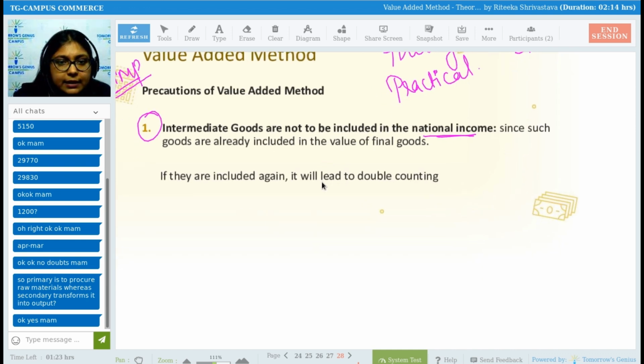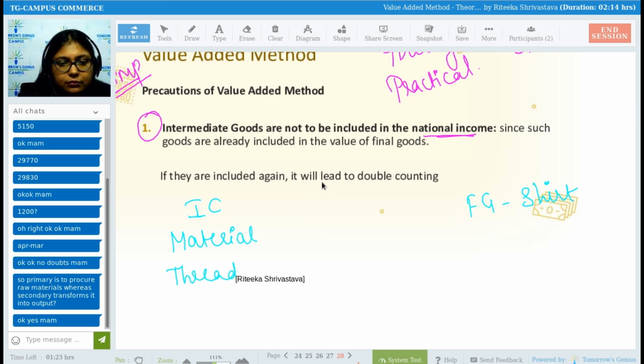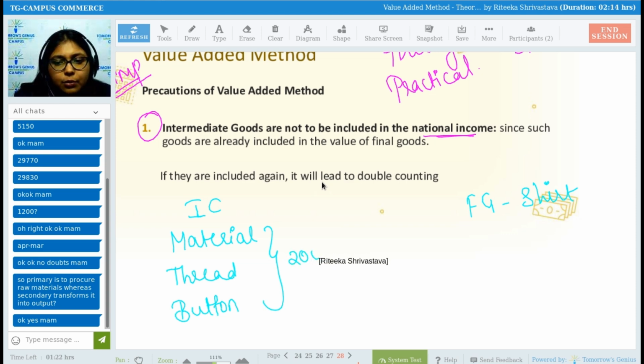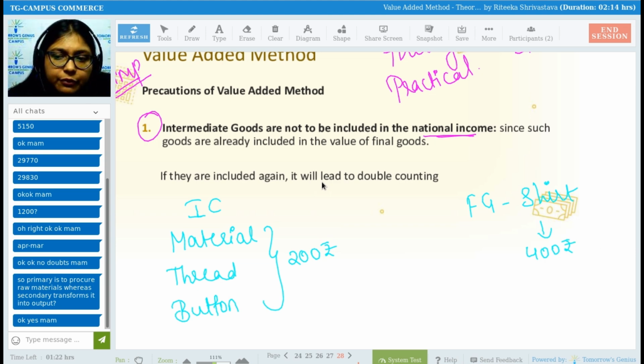That means what? Suppose my final good is a shirt. And to get this final good, I am going to require a few intermediate goods or intermediate consumption, like material, thread, buttons. So in all, I spend 200 rupees on intermediate consumption and I sold this shirt for 400 rupees. Right? I sold this shirt for 400 rupees.